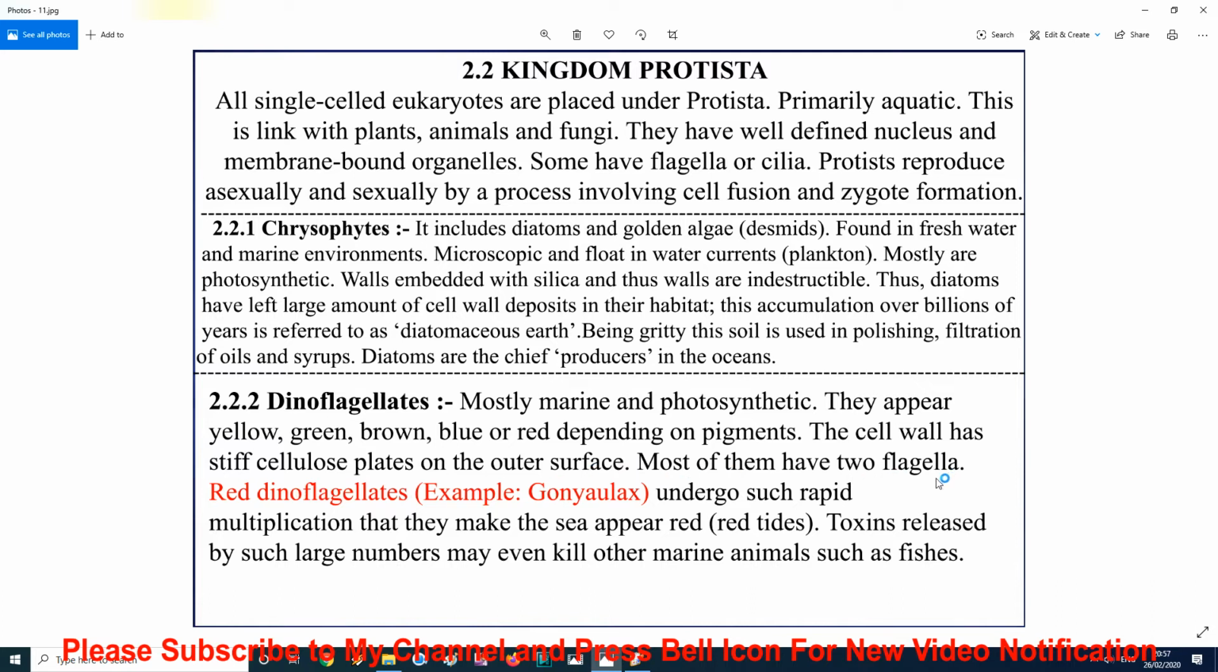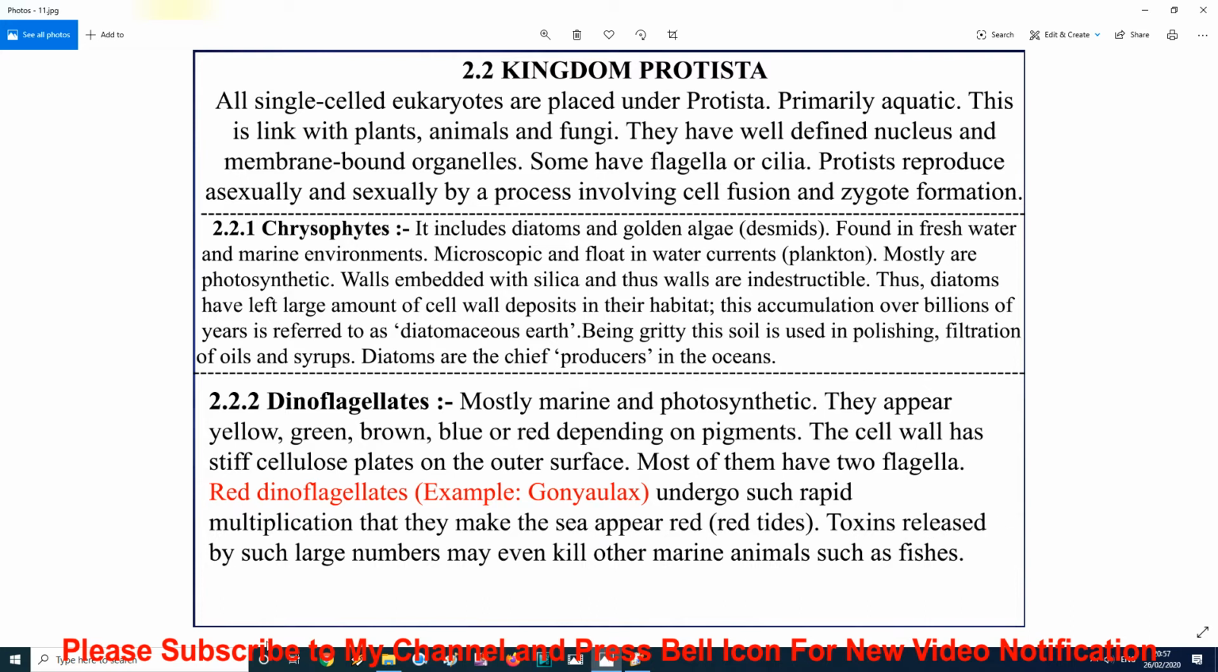Most of them have two flagella, like the red dinoflagellates, for example Gonyaulax, which undergo such rapid multiplication that they make the sea appear red due to red tides. This kind of dinoflagellate looks red in color, and just because of that, if they appear in any sea, that sea looks red, like blood is there in the marine.